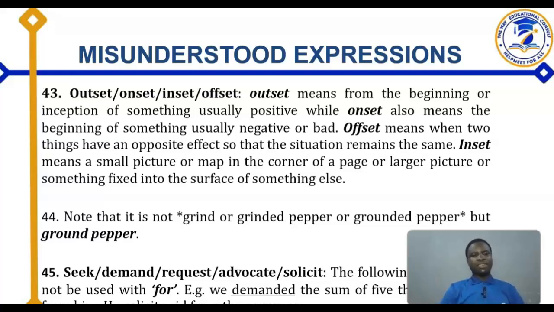Number 45, seek, demand, request, advocate, solicit. The words I've just listed must not be used with for. Rather, you use them without that for. We demanded the sum of 5,000 naira from him. He solicited aid from the governor, not solicited for aid from the government, but rather without the for.